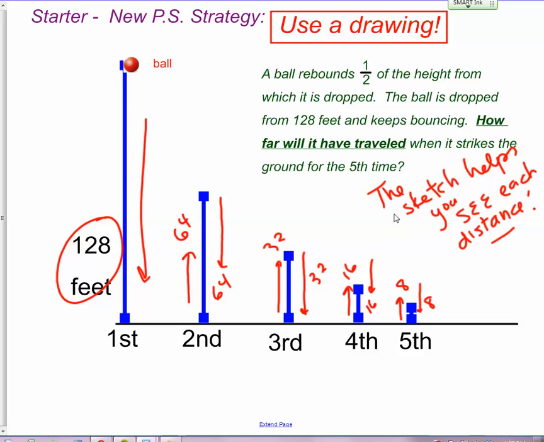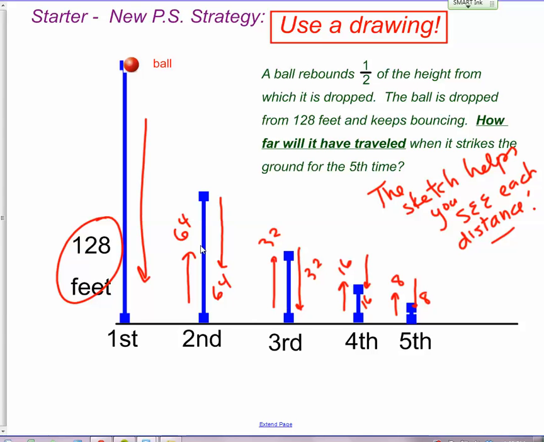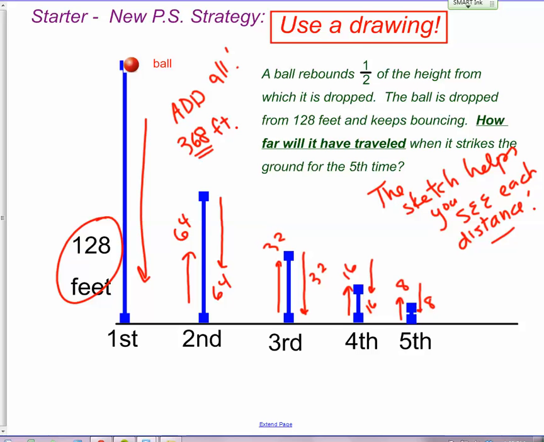And before you had your sketch, a lot of you just started thinking, oh, I'm going to add 128, 64, 32, 16, and 8. But what you found out through some discussion and looking at your pictures is that after it goes down, it has to go up and down, up and down, up and down, and up and down. So you ended up seeing that you need to add each of these distances twice, and then we got the right idea. And it was 368 feet altogether, and the sketch really helped you see and process the problem.